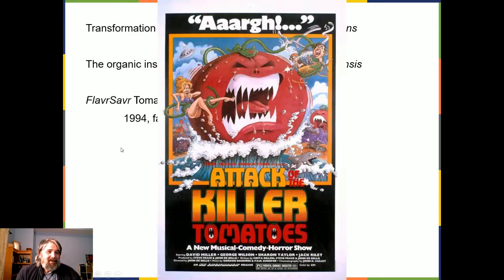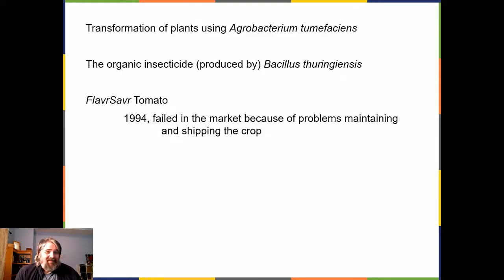And it failed because, Attack of the Killer Tomatoes, right? It's a GMO, so it must be dangerous or harmful in some way. Aaargh! God, that was terrible. I used to be a better actor than this. I swear. At least I was told that. But then again, I was in my 20s. Anyway, no. So it failed in the marketplace. There were problems maintaining it and problems with shipping. So it failed in the marketplace.